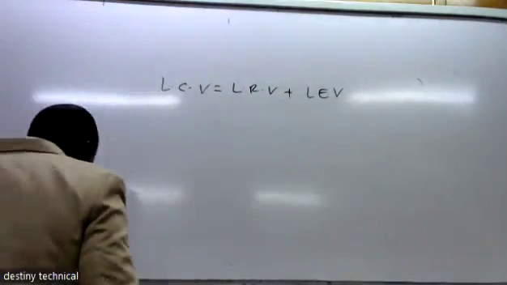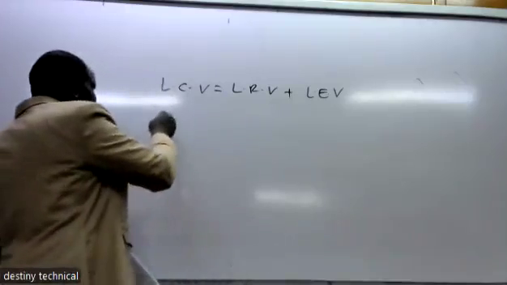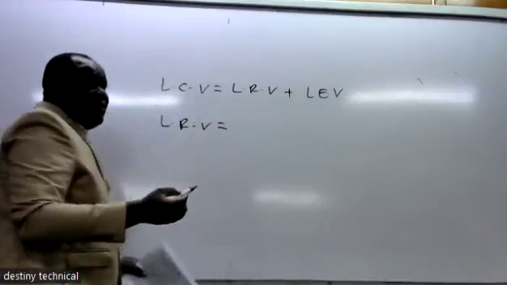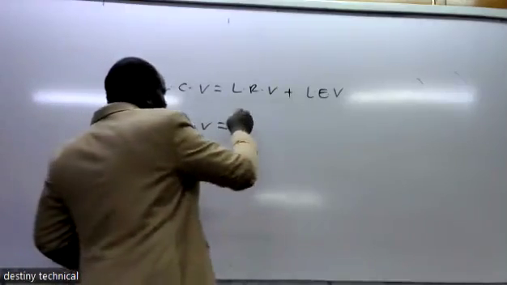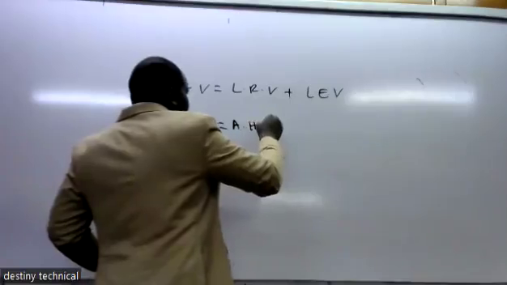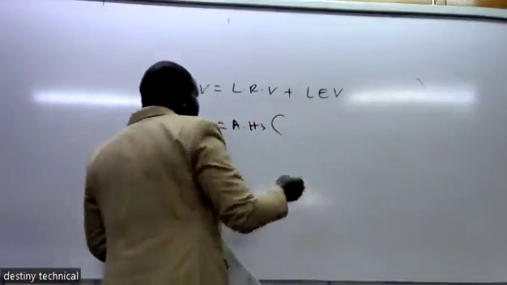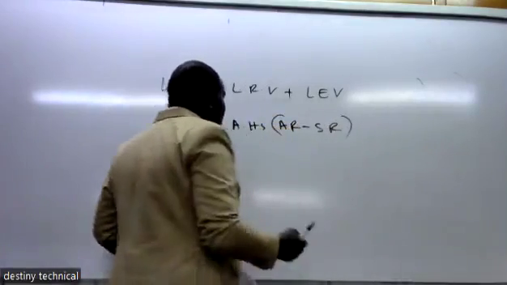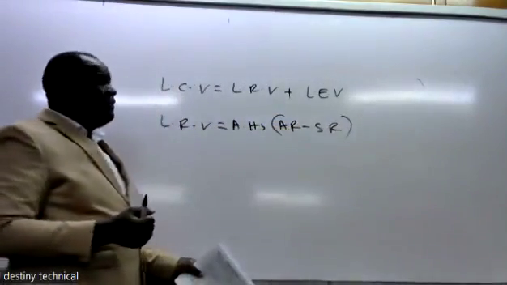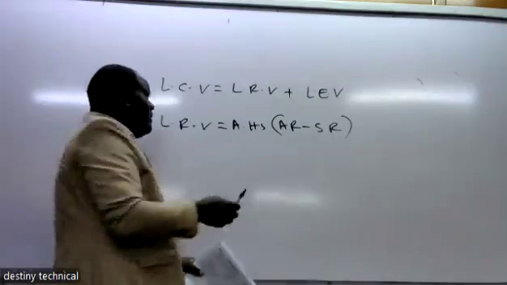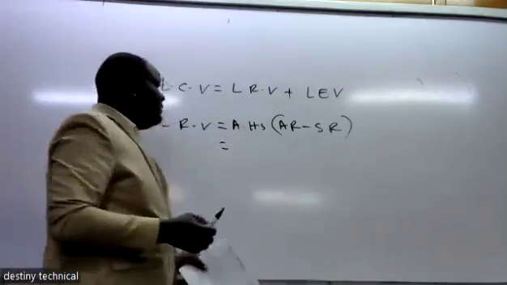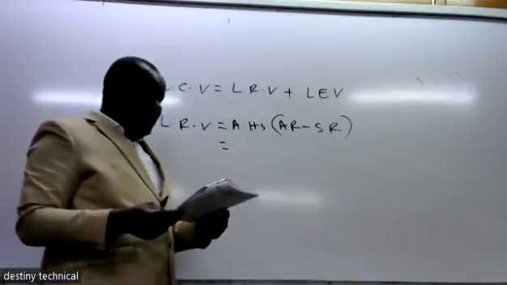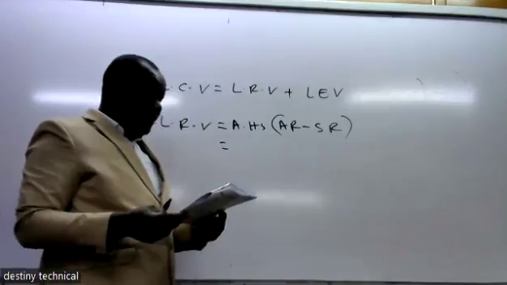So we start with labor rate variance. Labor rate variance should be given by the actual hours in the brackets of the actual rate minus the standard rate. So actual hours were given.